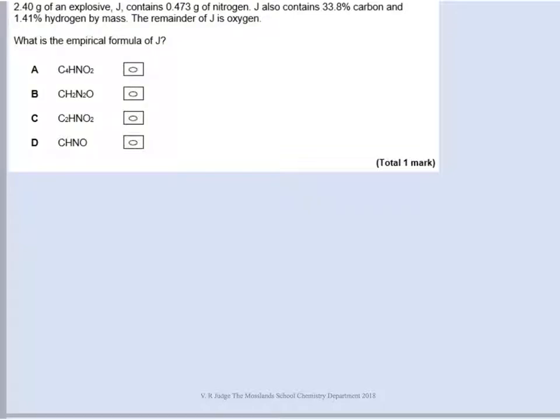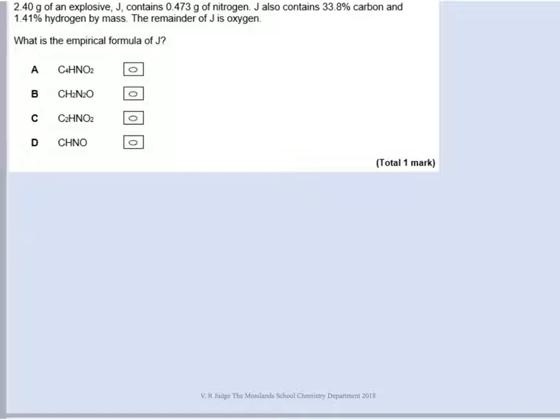Okay, so we've got a multiple choice past exam question. Be careful with multiple choice questions, they are trickier than they look in a lot of cases. So the question says 2.40 grams of an explosive, J, contains 0.473 grams of nitrogen. J also contains 33.8% carbon and 1.41% hydrogen by mass. The remainder of J is oxygen. What is the empirical formula of J?